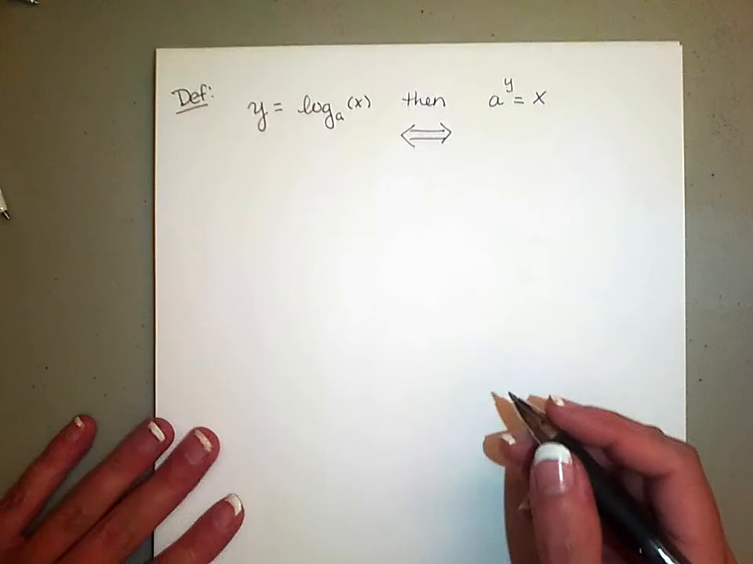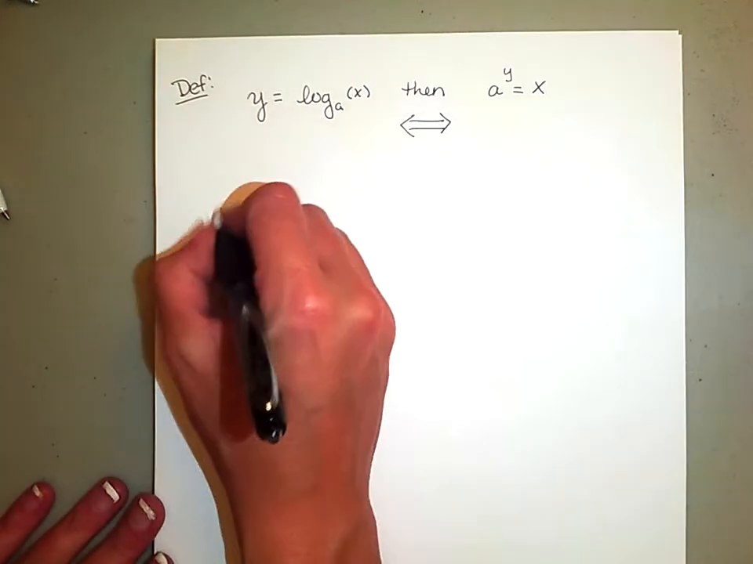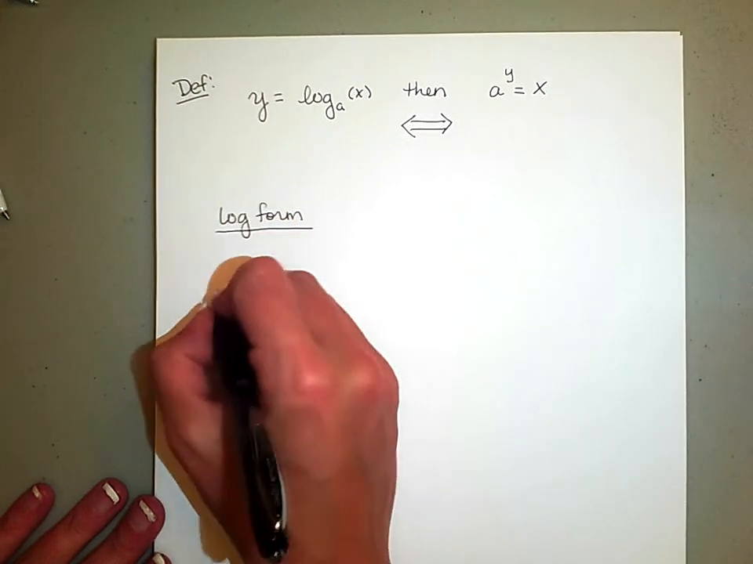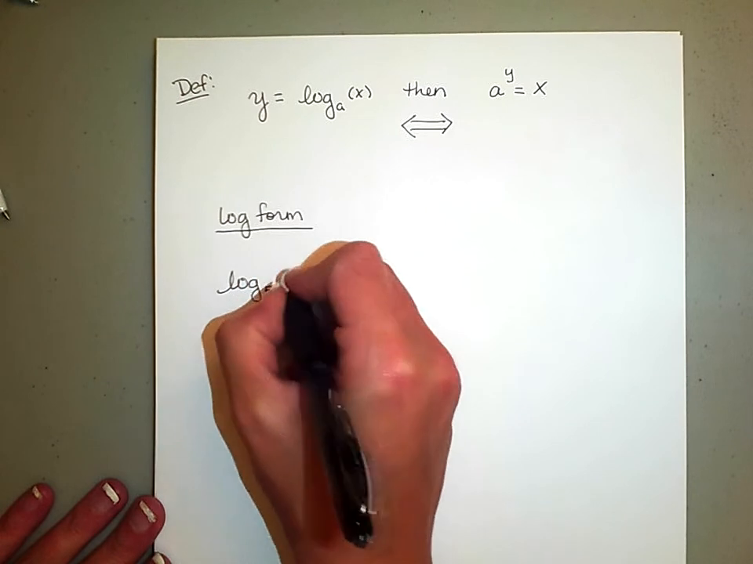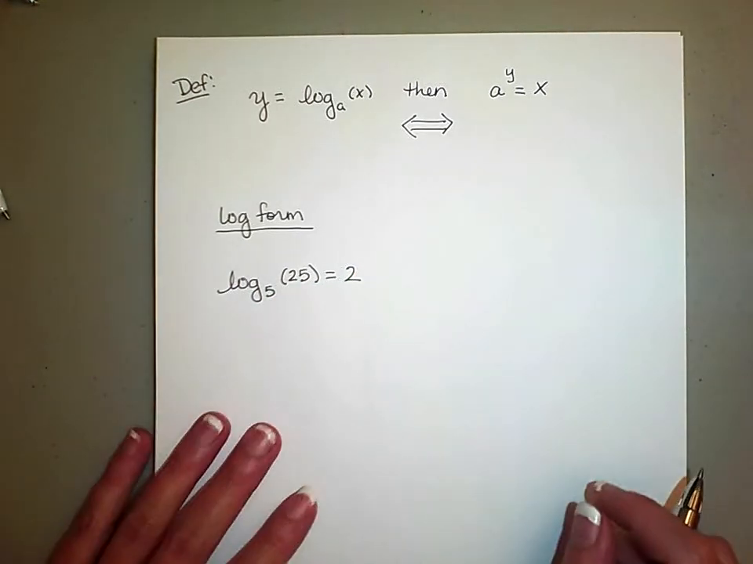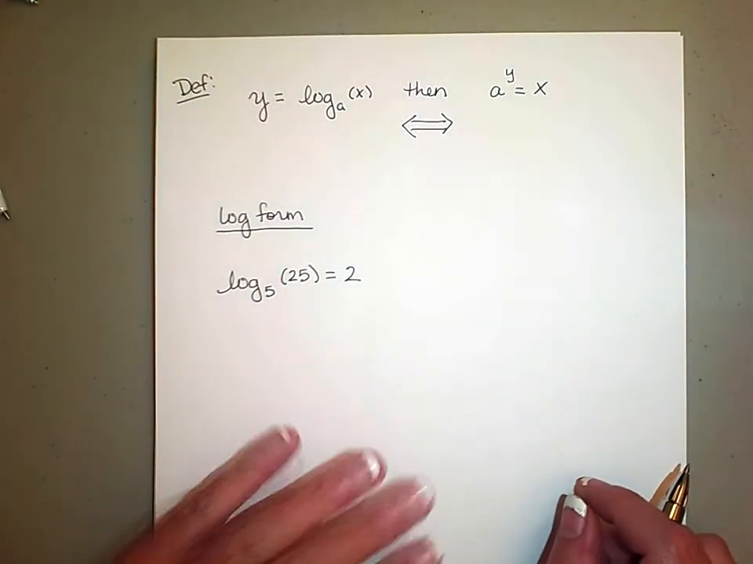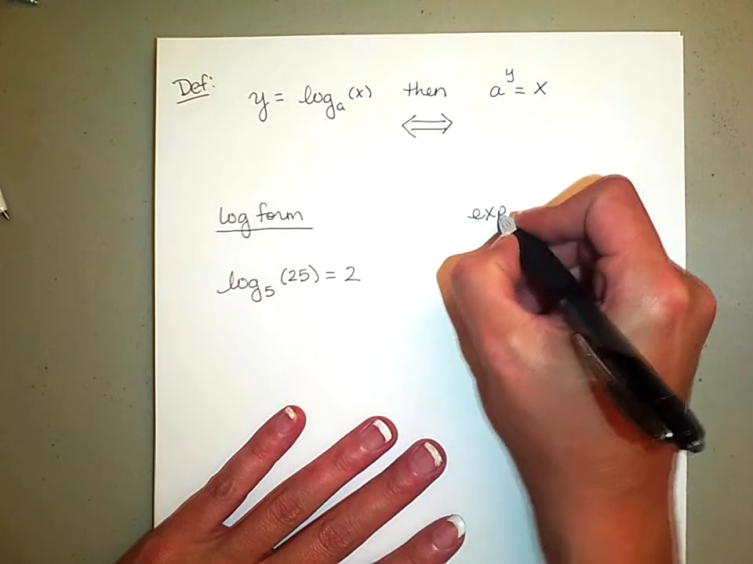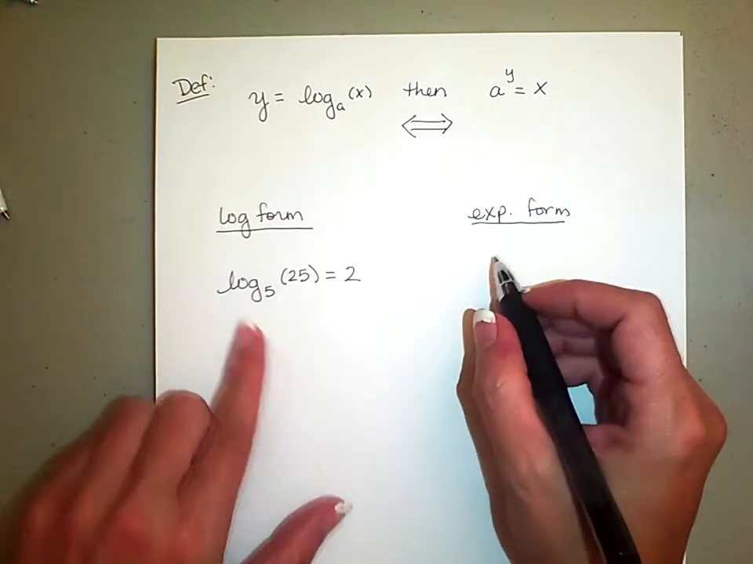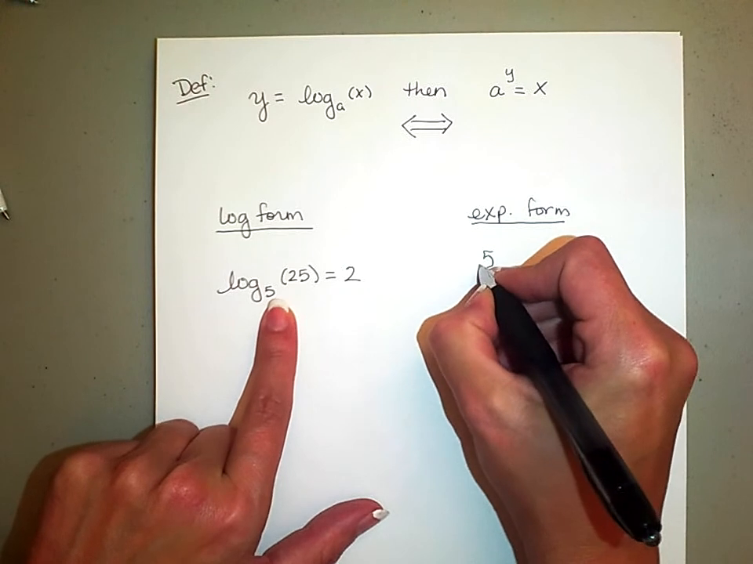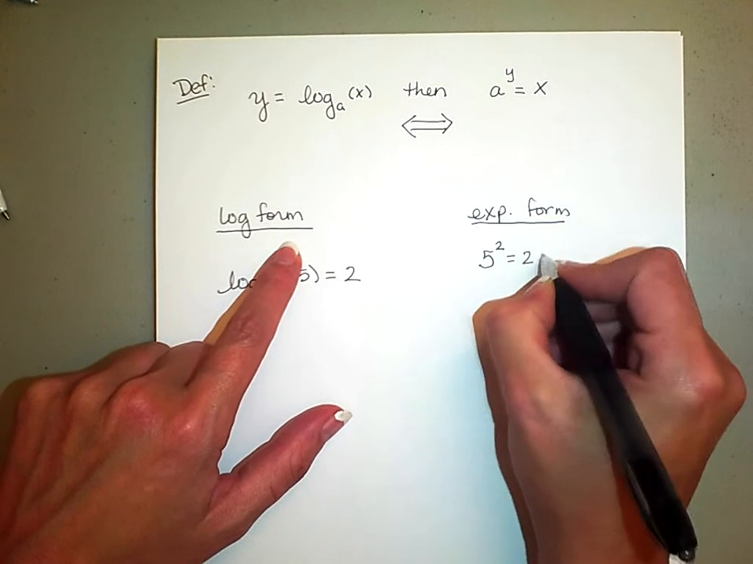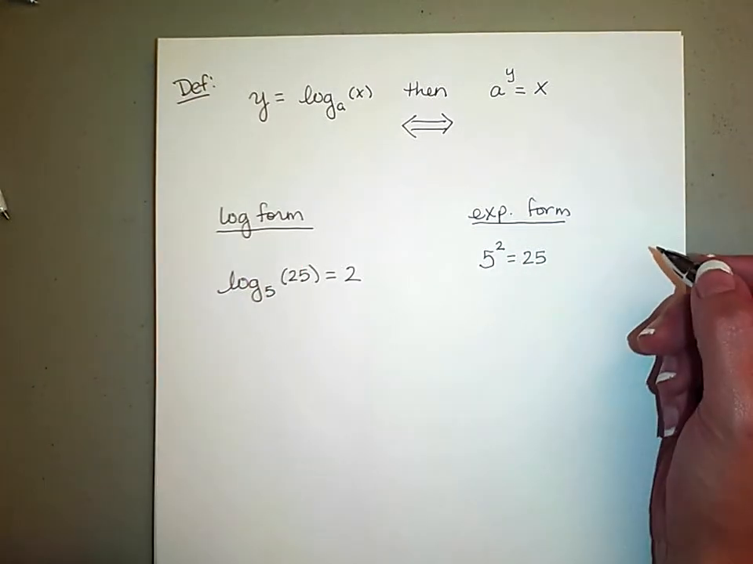So what does that mean? All right, let's talk about the log form. Here, I could have the log base 5 of 25 is equal to 2. Okay, let's say I have that. Then I can write that exponentially. And what this is saying is that the base 5 raised to the second power equals 25, which is true.